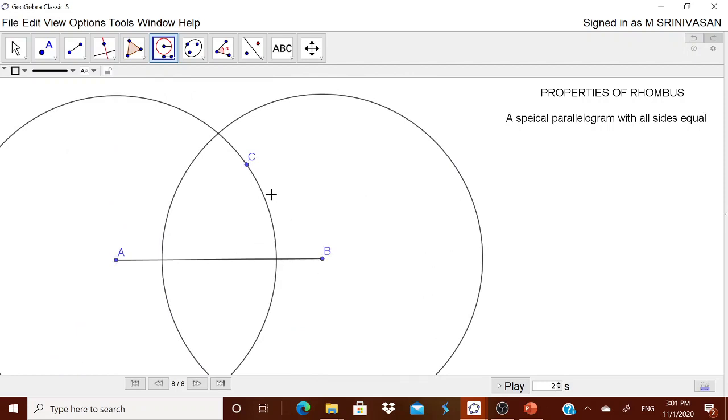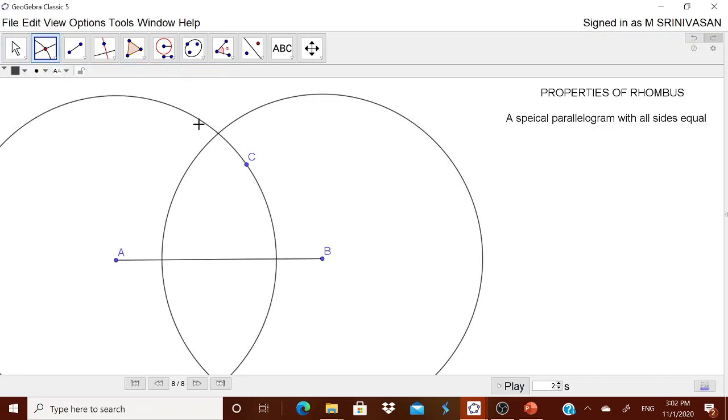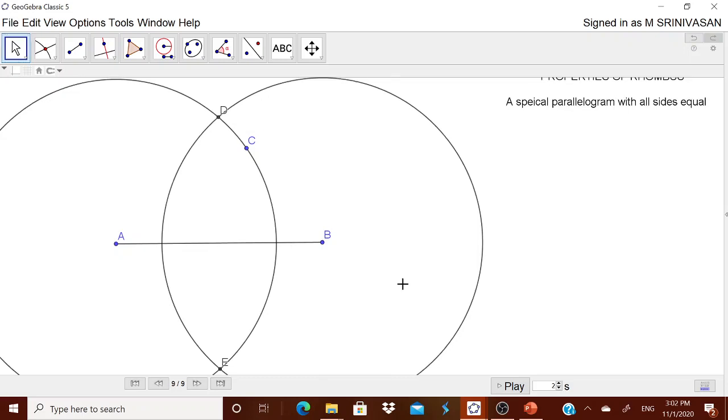Good. Let me escape. Let me go for the points of intersection of these two circles. I will touch it and then touch it over here. I got 2 points there. Escape and then come out. Now what I want is for it to be ABCD. Okay, let us make it afterwards.